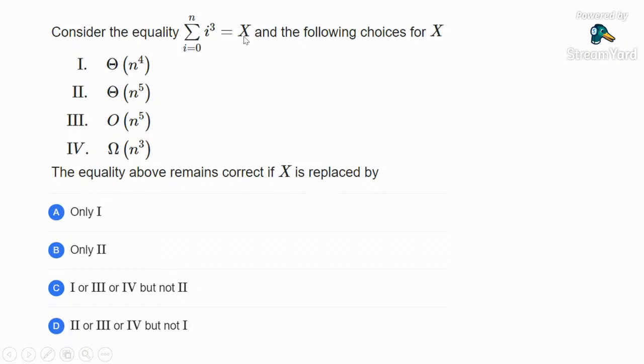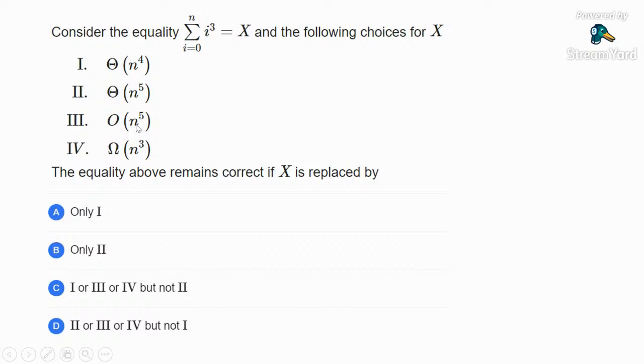If we define n to the power 4 with the help of an exact bound, then can we write theta of n to the power 4? Yes, we can write this because we are providing the exact bound. It is n to the power 4 and we are also writing n to the power 4. So the first option is correct. See the second option. This is theta of n to the power 5. Here this is n to the power 4 and we are saying that the exact bound is theta of n to the power 5. So this is not correct. The second option is not correct.